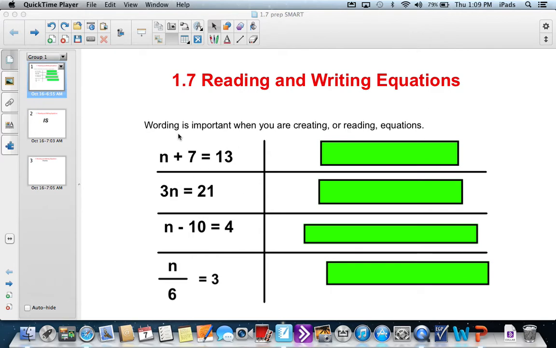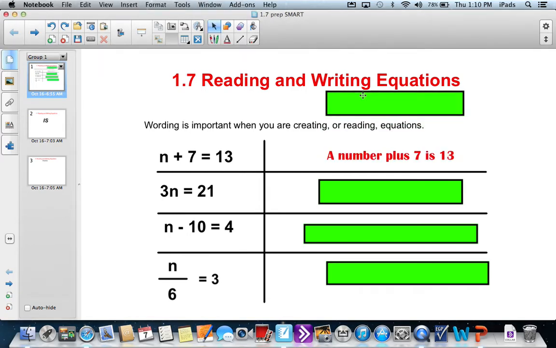On the left-hand side, I have taken the exact same examples that we used in section 1.3, and I've changed those expressions into equations. The big difference here is, obviously, each one has an equals now. So this first one here is n plus 7 equals 13, or when you're putting it in words, a number plus 7 is 13.